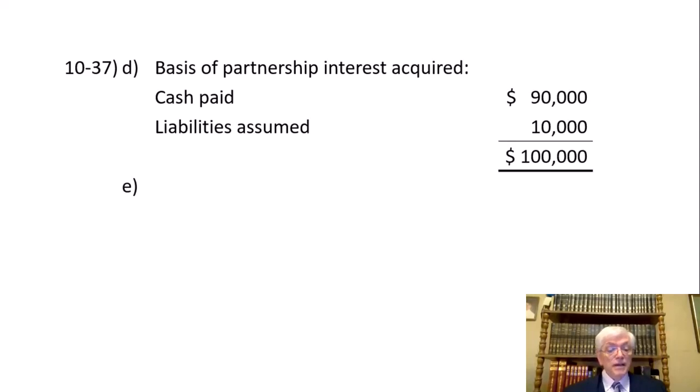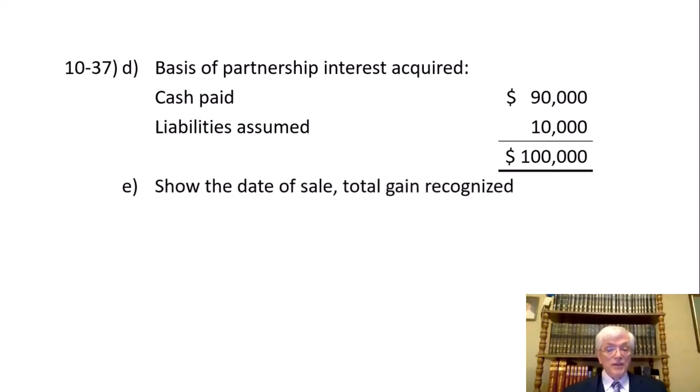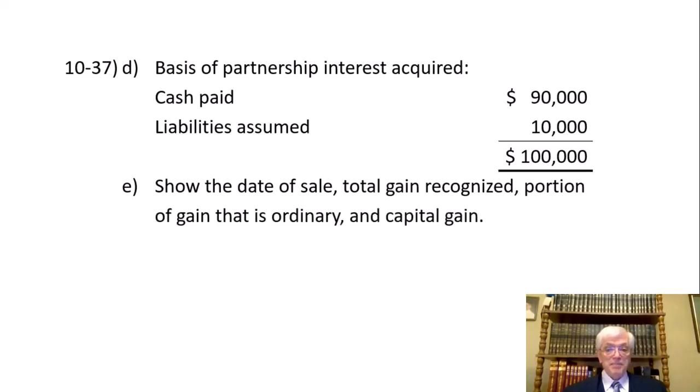Letter E, refer to Regulation 1.751-1(a)(3). What information is the seller required to provide? Well, I didn't take you through that particular reg, but here it is. You have to show the date of sale, total gain recognized, portion of that gain that is ordinary, and the capital gain. So we've got all of that information, actually, except for the date of sale. I don't think they told us that. But obviously, Barry would have that, as would Dale.